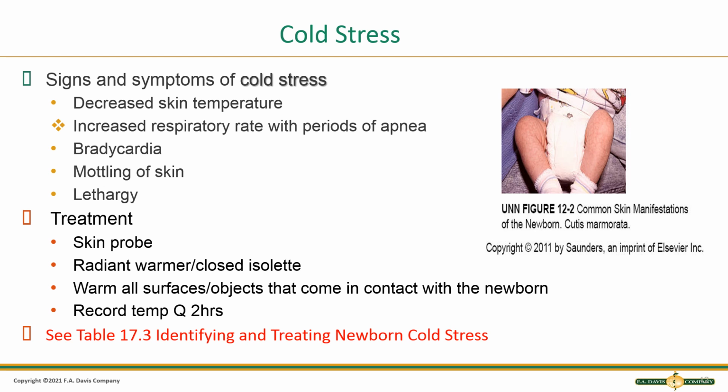Now, when we have the baby under the warmer, we want to make sure we are monitoring the temperature. We want to have a skin probe in place. The radiant warmer or closed isolette, we just don't need to put the baby there without monitoring the baby. And then we need to make sure that we're getting frequent vital signs, the temperature. We want to make sure all surfaces are warmed before we place the infant on there. You can look at table 17.3 in your book about infants with cold stress and see the identifying and the treatment, how to treat the cold stress in the newborn.